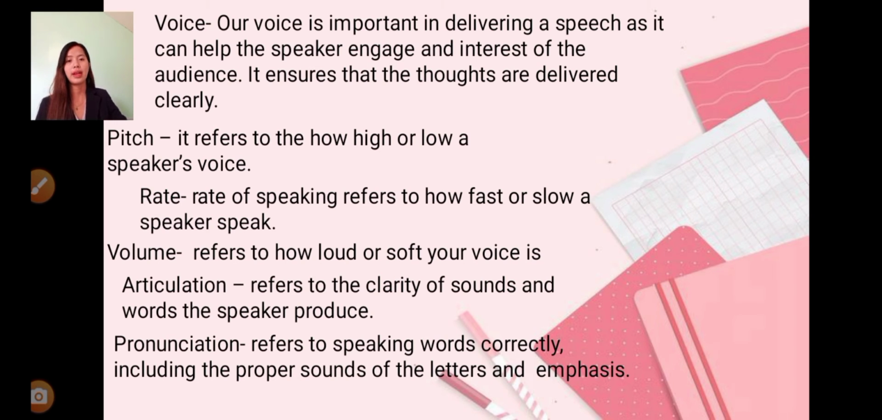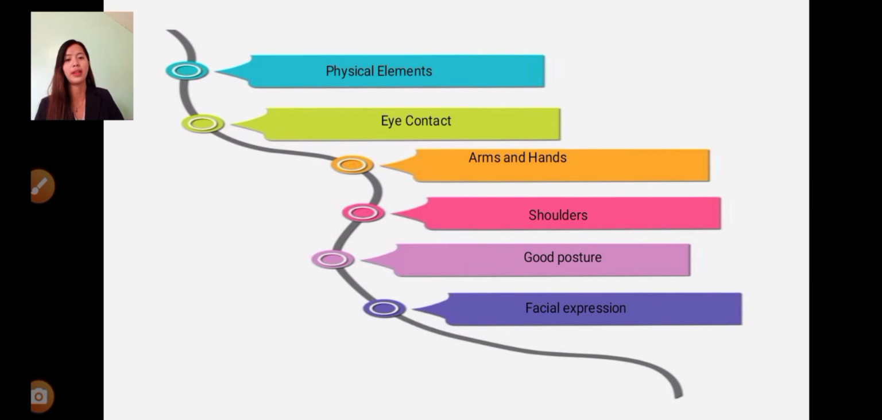So those are the vocal elements which are important for us to remember in our speech delivery. Now let us proceed to the physical elements. Did you know that a speaker's appearance or physical attractiveness can significantly enhance a speaker's persuasive influence? That is just a saying that I read, and I believe that it is also effective.